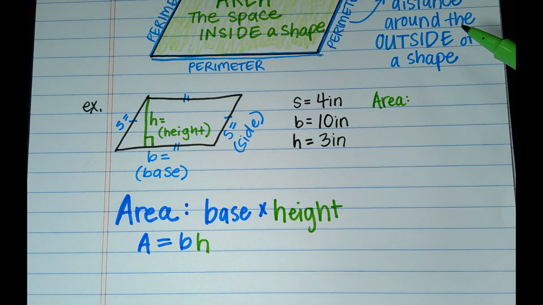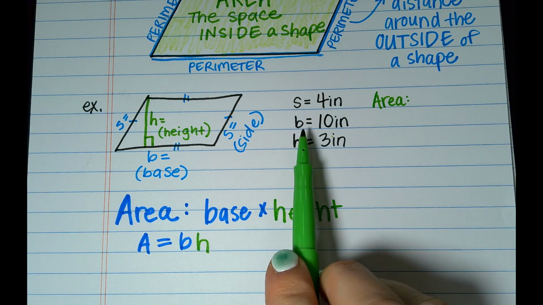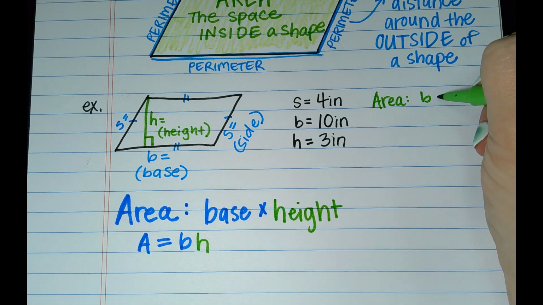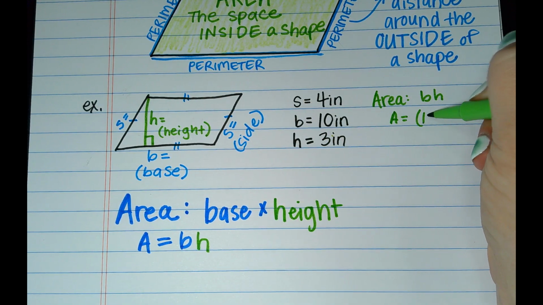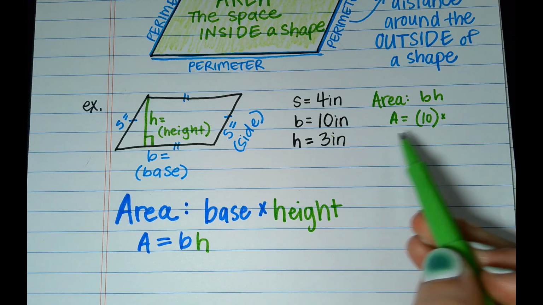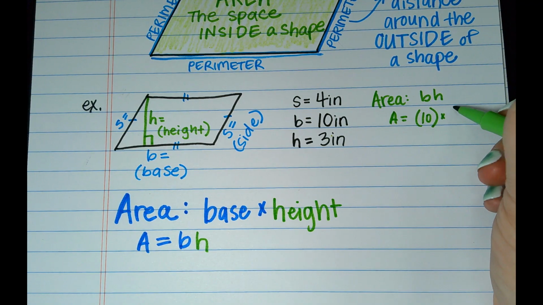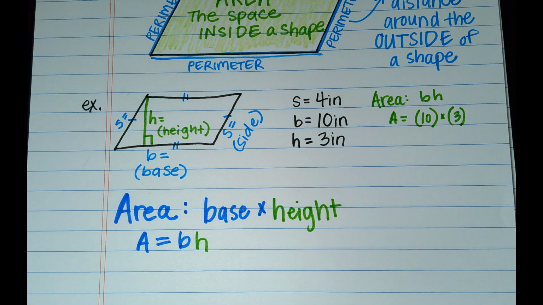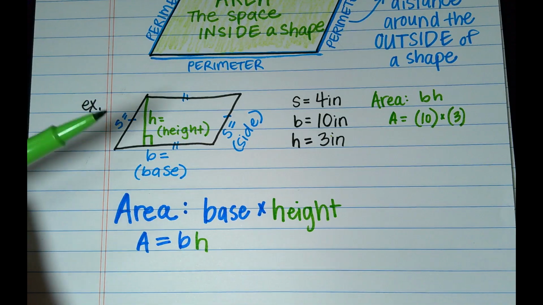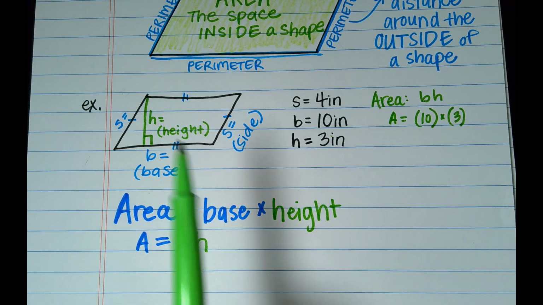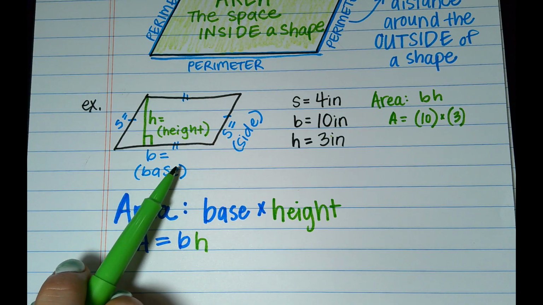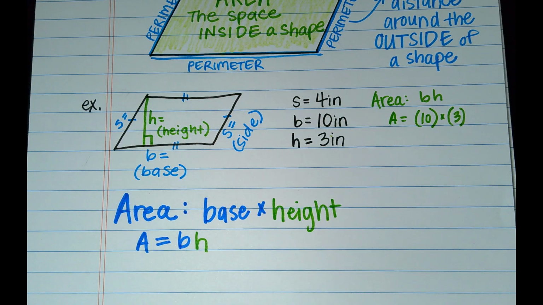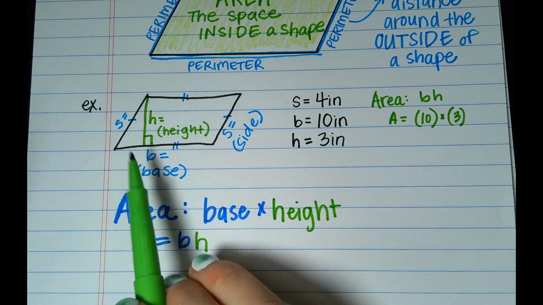10 times 3, exactly. My base is 10, so base times height. My area is the base, which is 10, times my height, which is 3. It's super similar to length times width. The reason we use base and height on a parallelogram is because one of the biggest mistakes that a lot of students will make is doing the base times the side. And that will give you a different answer. So we want to do the base times the height.